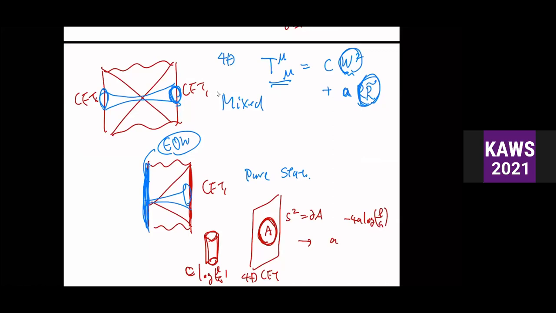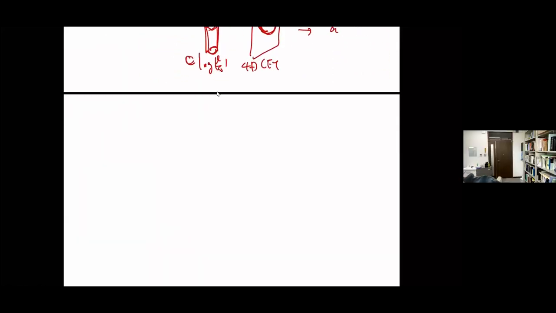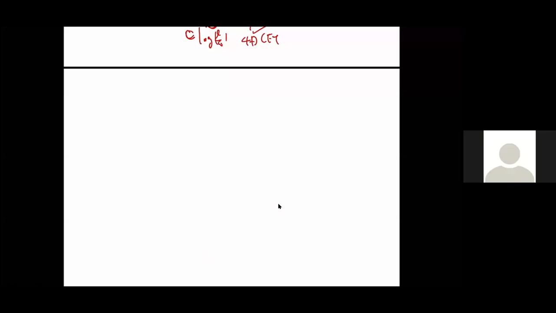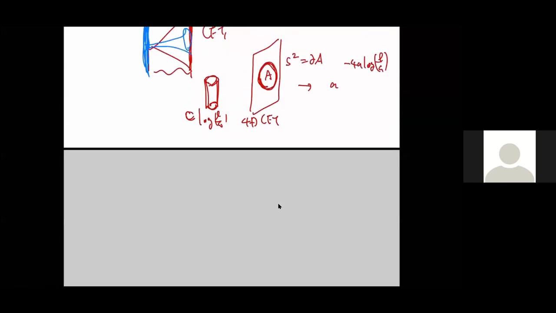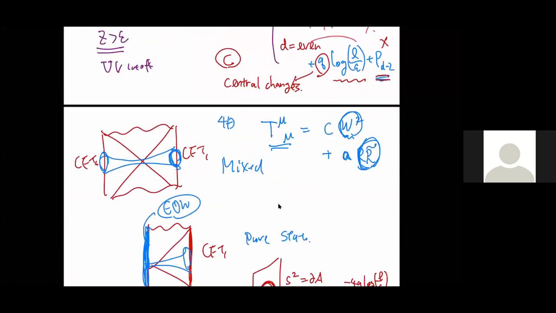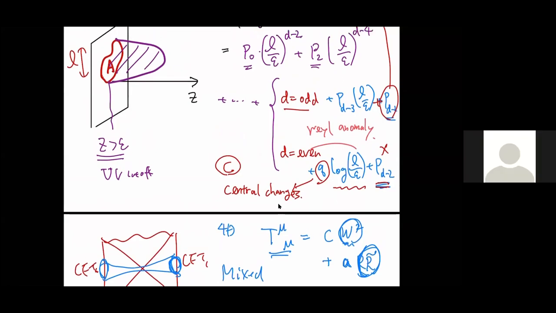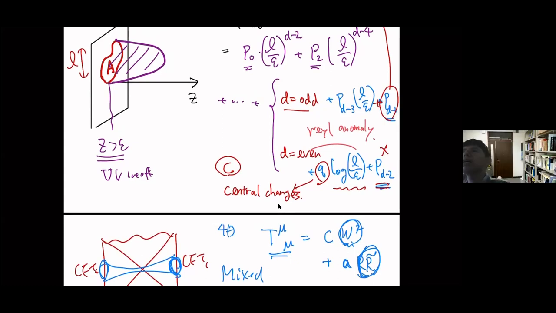Okay, thank you for the questions. Before we go on to another holographic formula, in the case of even dimensions, the constant term, you said there's no physical meaning of it. Could you say it again? Even dimensions. It's cutoff dependent.